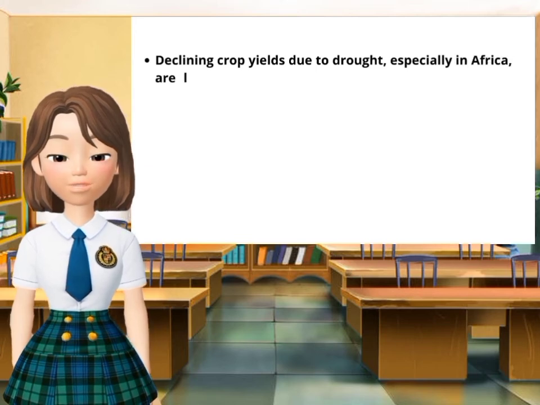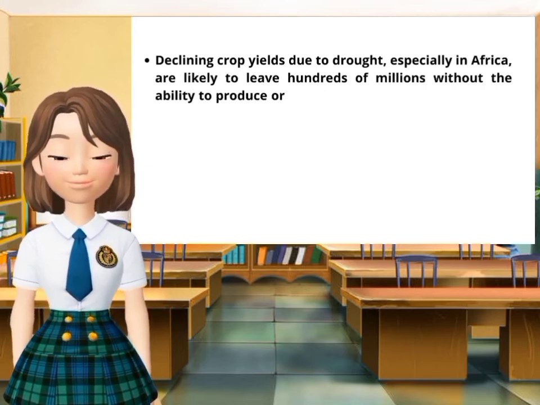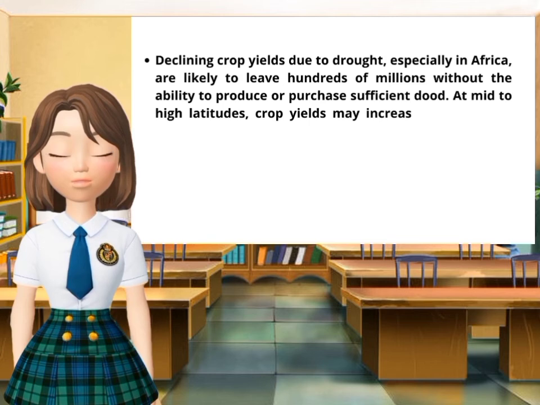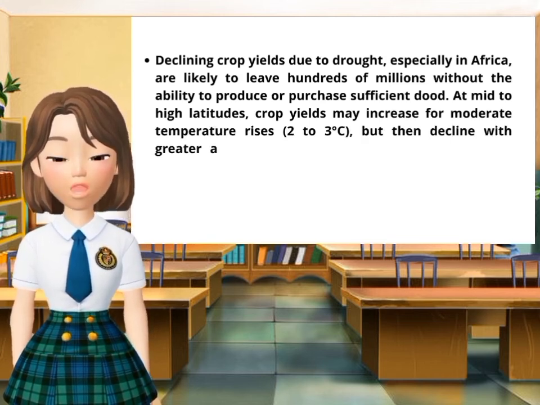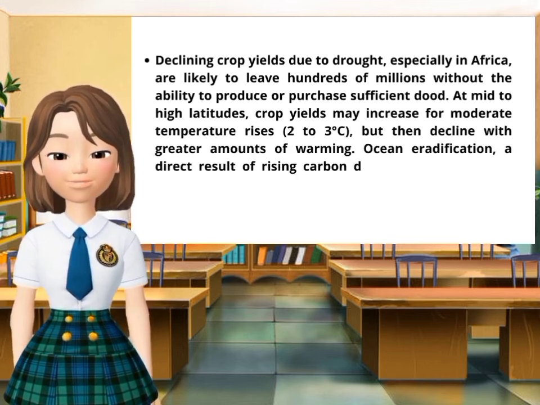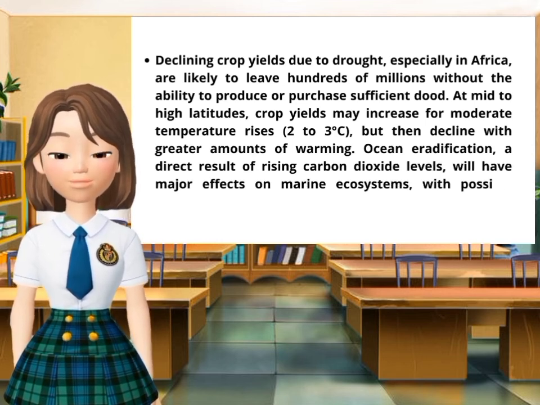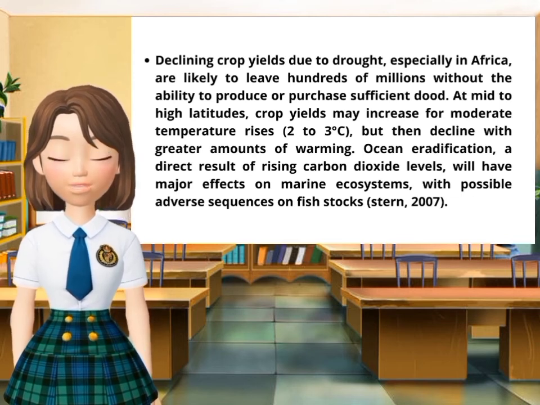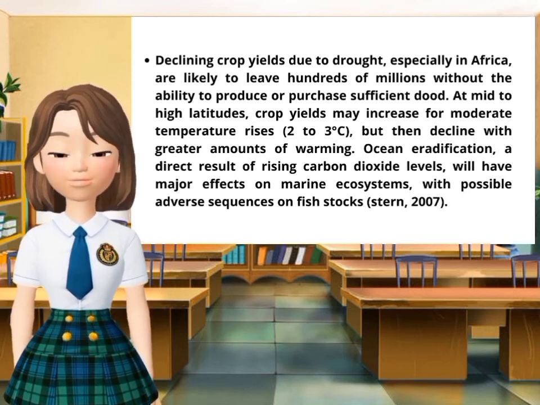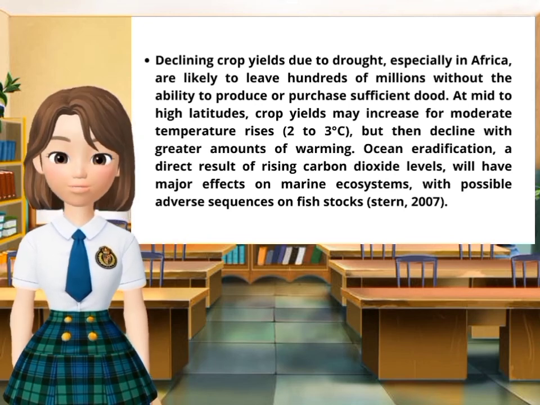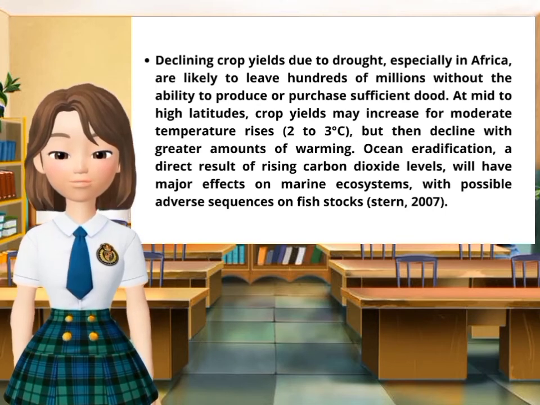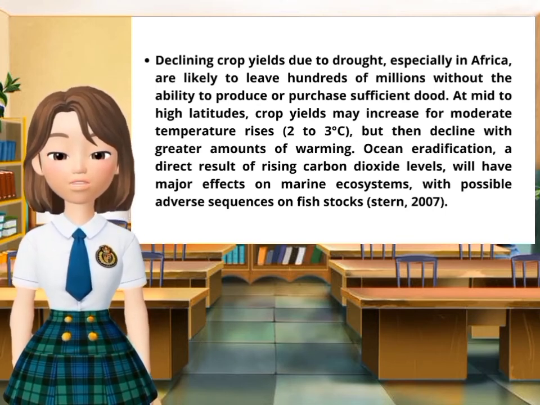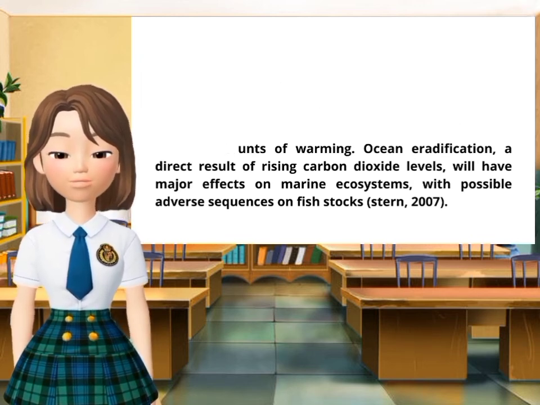Declining crop yields due to drought, especially in Africa, are likely to leave hundreds of millions without the ability to produce or purchase sufficient food. At mid to high latitudes, crop yields may increase for moderate temperature rises of 2 to 3 degrees Celsius, but then decline with greater amounts of warming. Ocean acidification, a direct result of rising carbon dioxide levels, will have major effects on marine ecosystems, with possible adverse consequences on fish stocks.